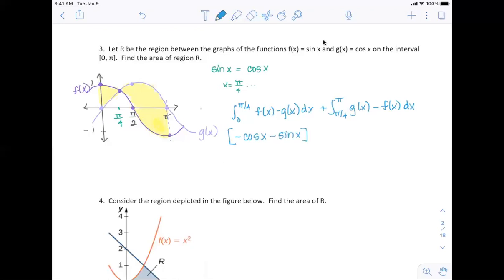When we do our antiderivatives, we want that from 0 to pi fourths, plus this next time is going to be sine of x minus negative cosine of x, so it ends up being plus. We want that one from pi fourths to pi. So pi fourths is a pretty easy one to do.